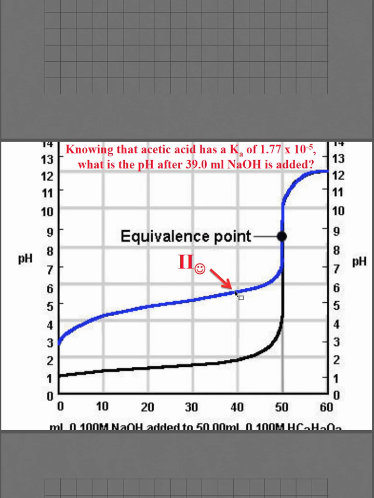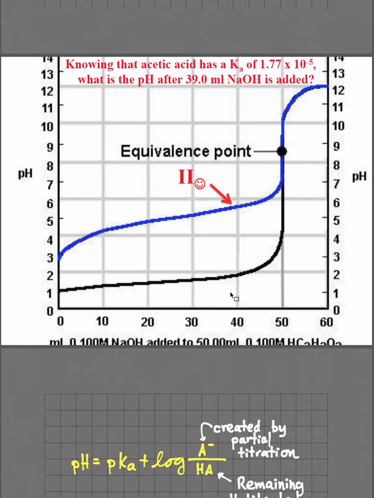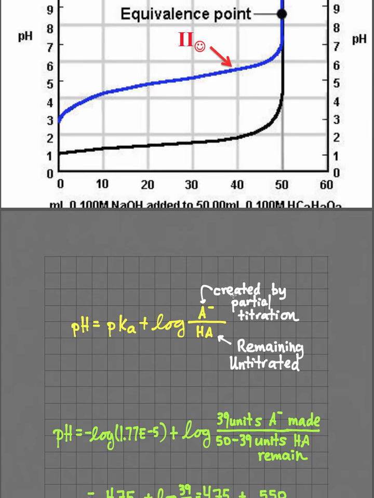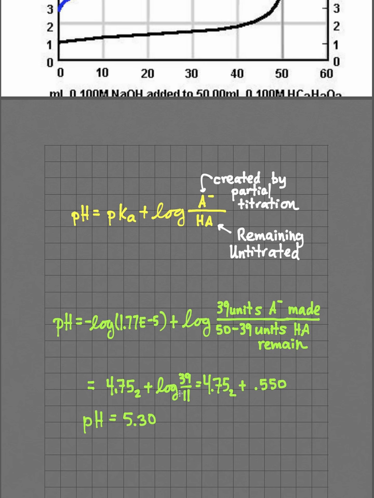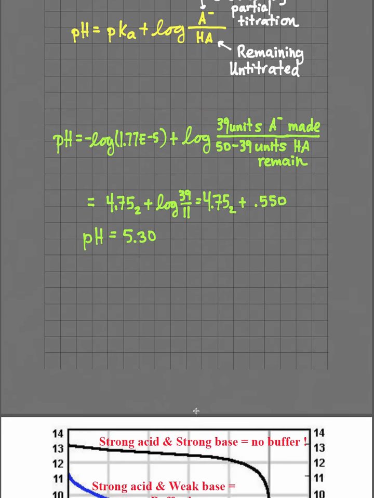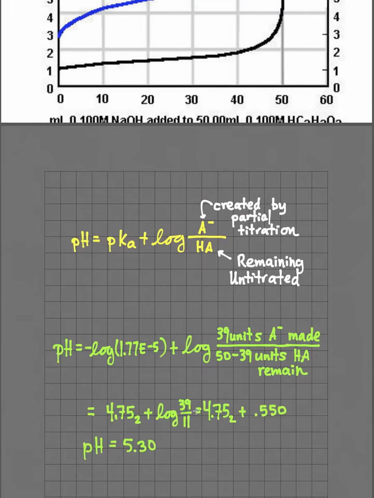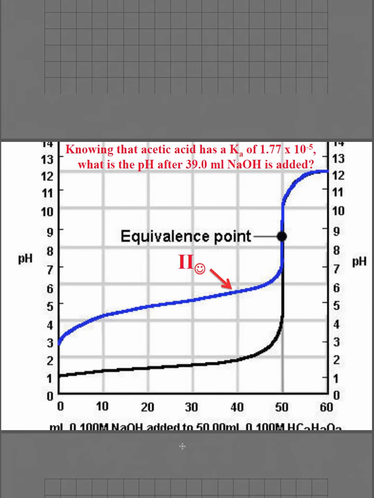Alright, I'm going to give you the answer right now. So what would that change? I guess the numerator would be now 39 milliliters, and the denominator would be just this distance from here to here, which is 11 milliliters. Yeah, that would be the story. And so my pH would now be a little bit larger than 4.75, 5.3. So again, you can use this technique anywhere along this curve for the weak acid being titrated by a strong base.